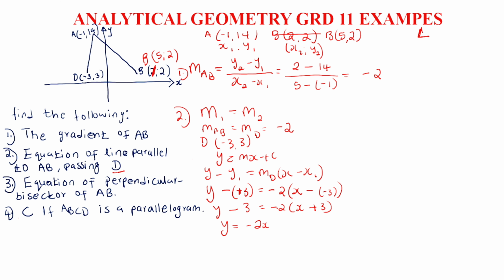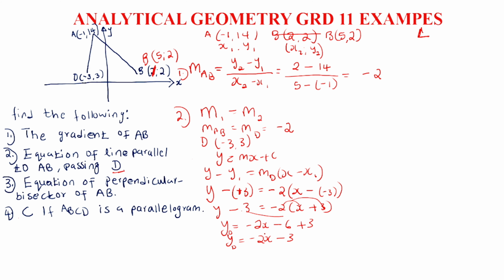Then the x times that, I'm removing the bracket. So minus 2 times that is going to be minus 6, and then taking 3 to this side is going to change the sign, so it's positive 3. Therefore, our equation is going to be y equals minus 2x minus 3. You can double check this equation.